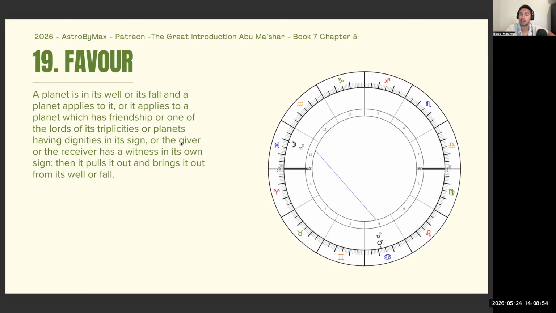So in this case, we see that Mars is fallen. It is in the sign of Cancer, and the moon as a triplicity lord comes to trine Mars, and it pulls or plucks it out of the well there.